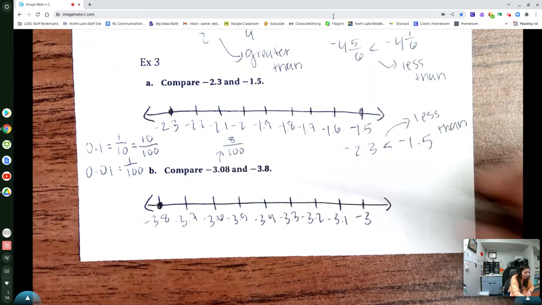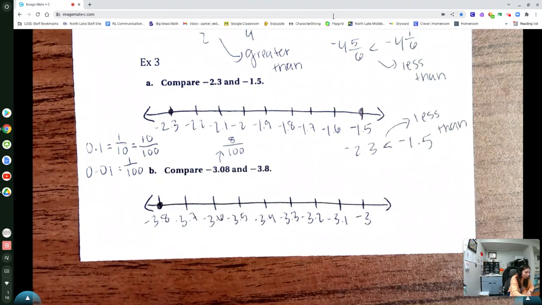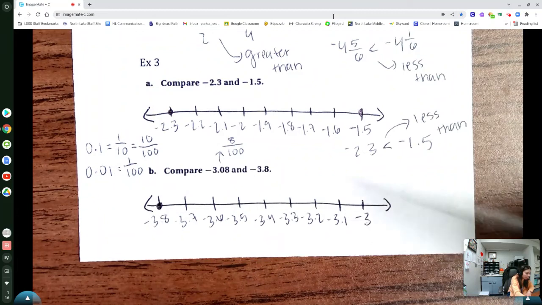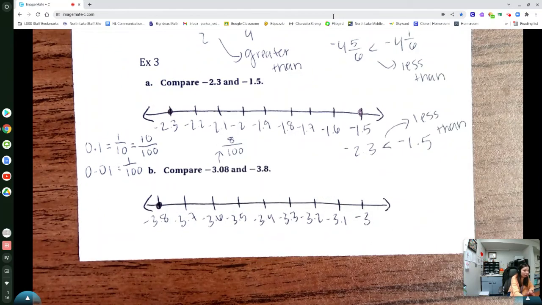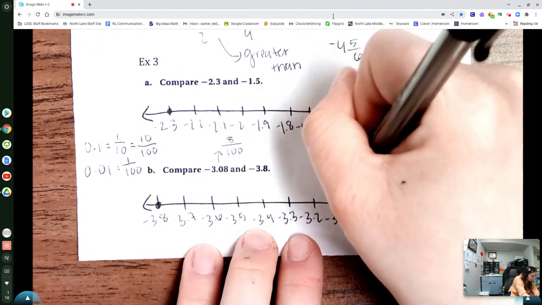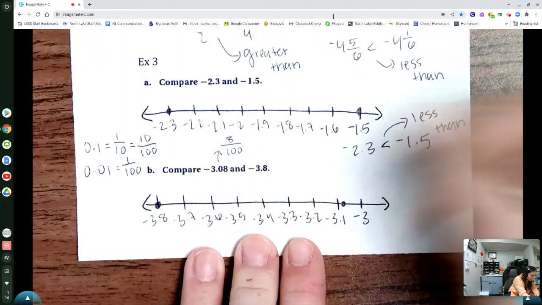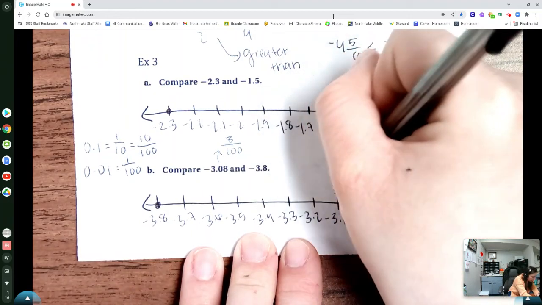But it's only 8/100ths. It's not quite 10/100ths. It's not quite to 0.1. It's just before that because I only have 8/100ths, not 10. I don't have enough to get me to that 0.1, but I'm going to be just before, right about there. That is where my 3.08 should be.